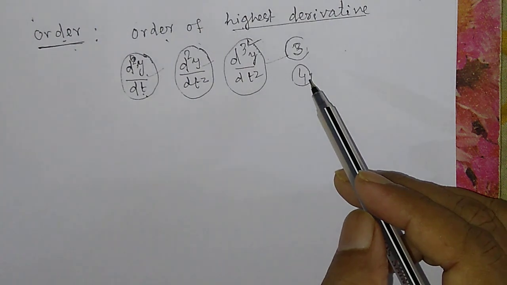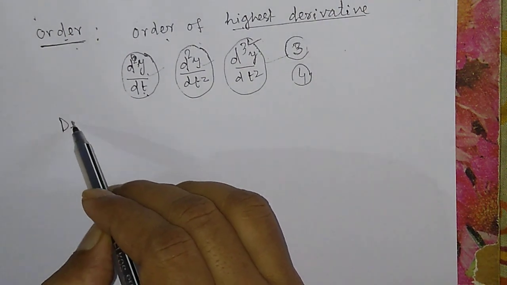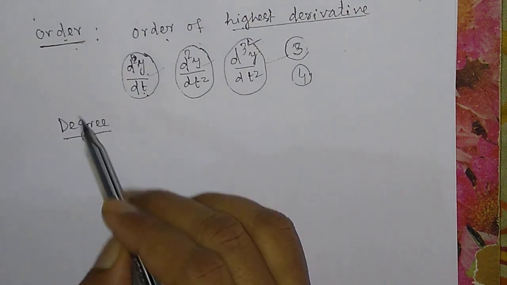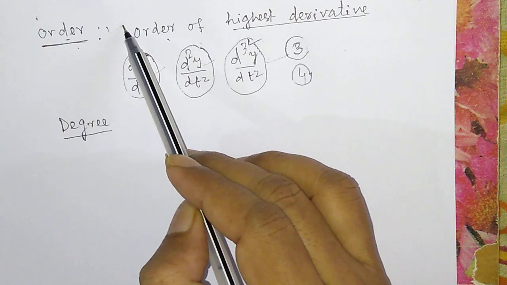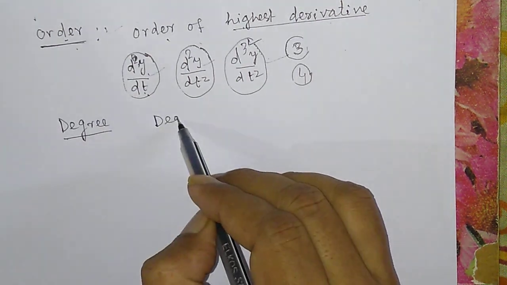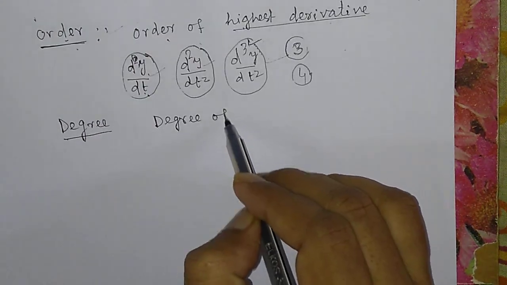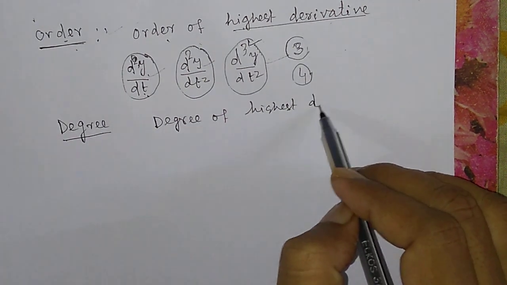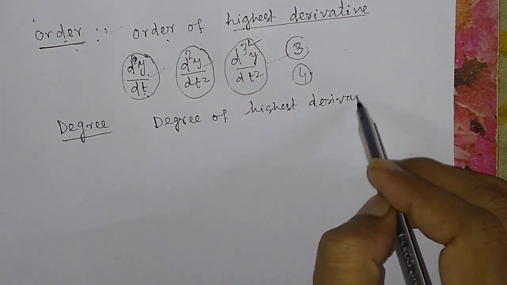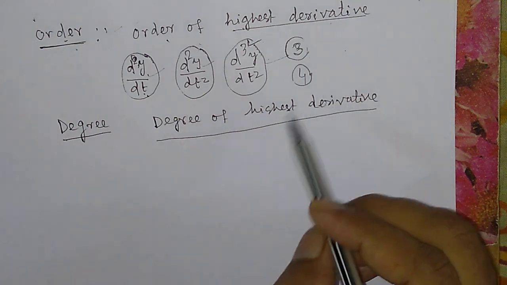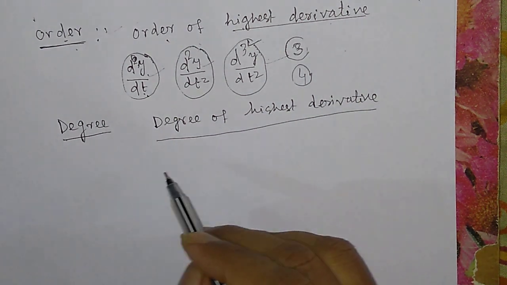Then the second term you have to remember, what is the degree? What is the degree of a differential equation? These two terms you have to remember. One is the order of the differential equation, that is the order of the highest derivative, and the degree of the differential equation is the degree of the highest derivative. The degree of the highest derivative is called the degree of the differential equation. What is the degree of the highest derivative?